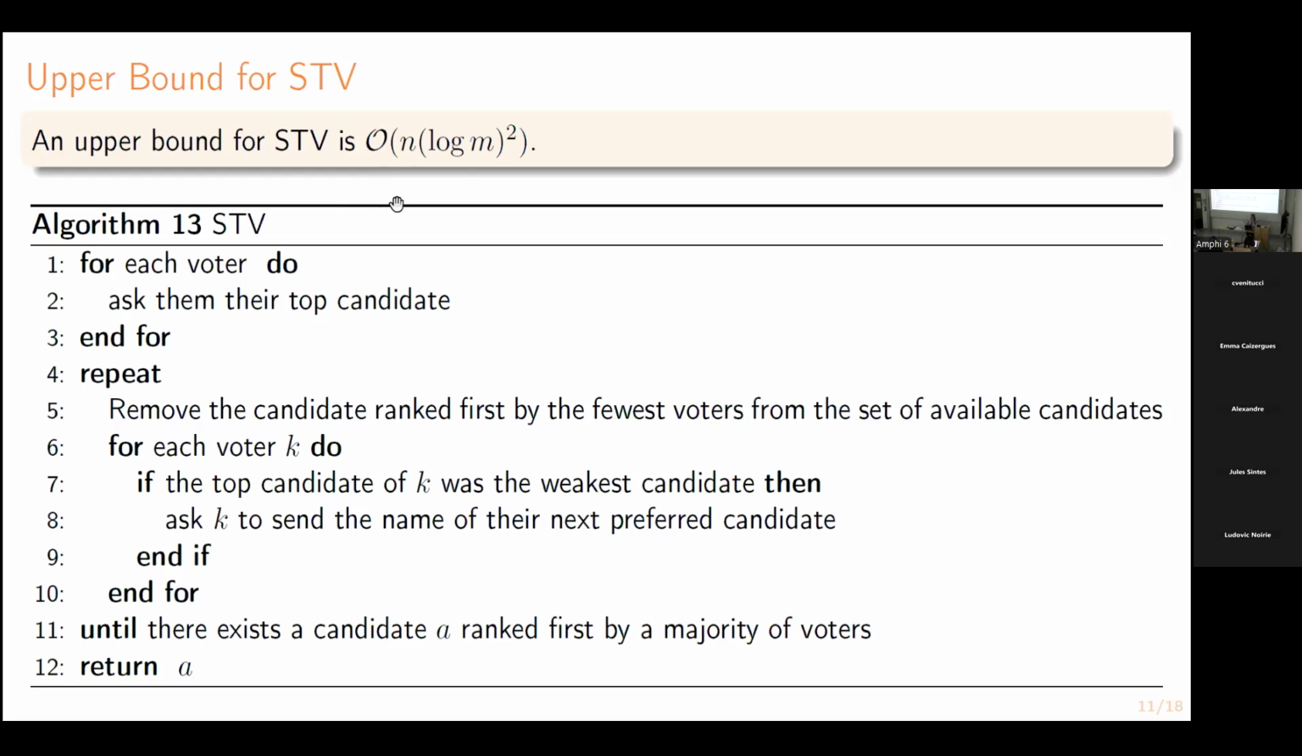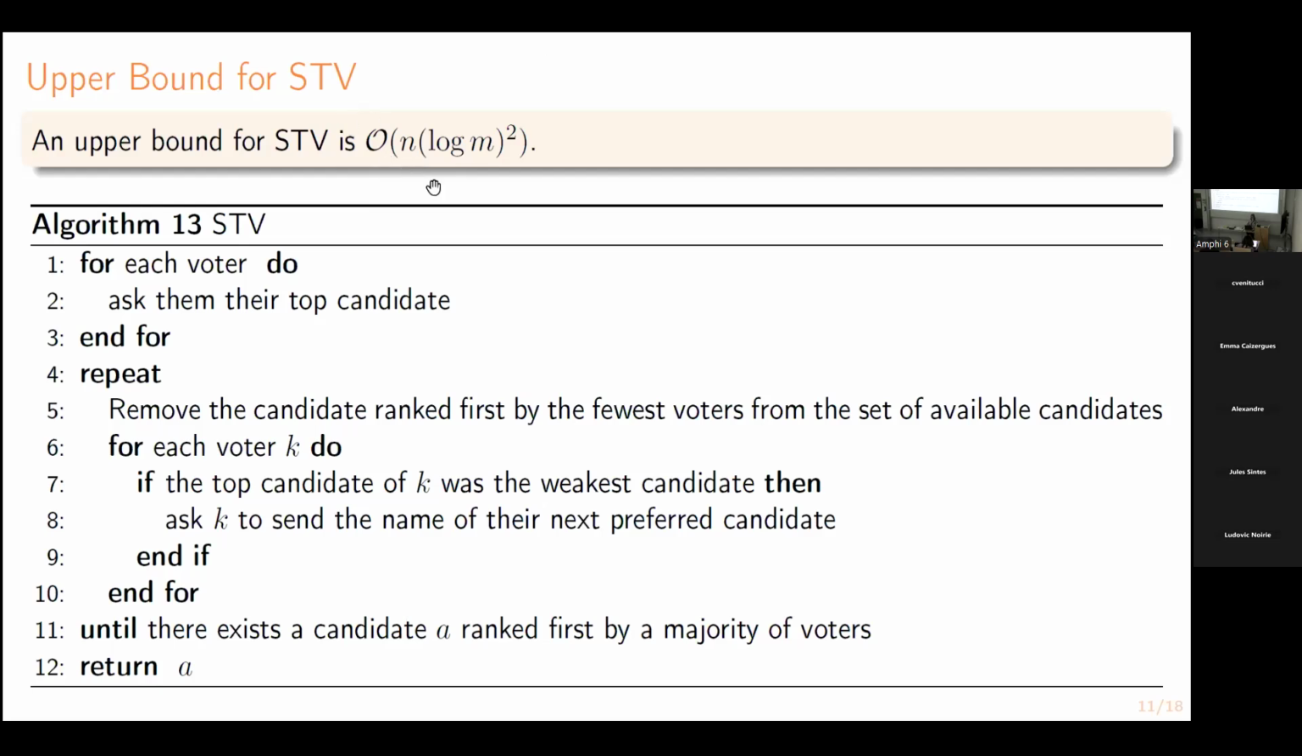There is another paper, not this one, but yes. STV is more complex than plurality in terms of communication. No, for the lower bound, it's the same as plurality. Sorry, I didn't understand what you said. It's just that the lower bound and the upper bound do not match for STV.